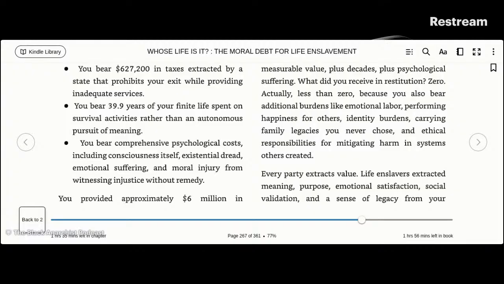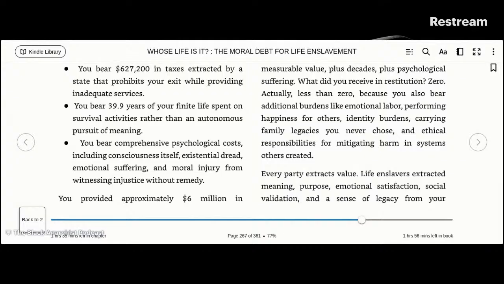You provided approximately 6 million in measurable value, plus decades, plus psychological suffering. What did you receive in restitution? Zero. Actually, less than zero, because you also bear additional burdens like emotional labor, performing happiness for others, identity burdens, carrying family legacies you never chose, and ethical responsibilities for mitigating harm and systems others created.